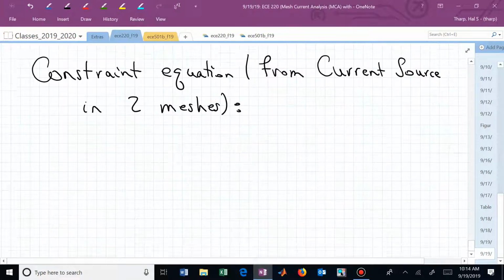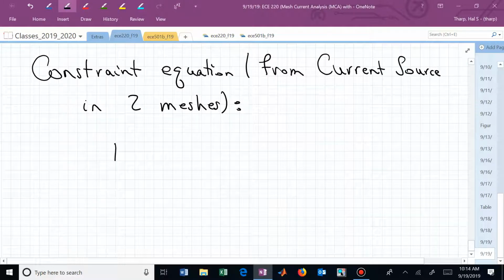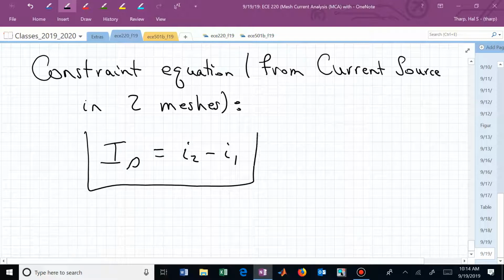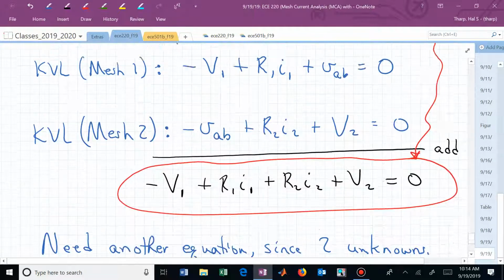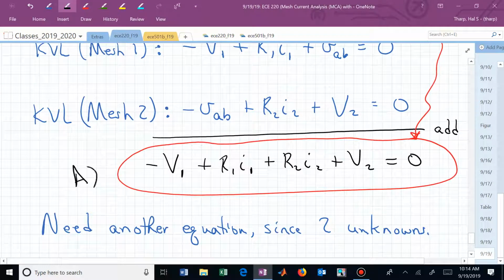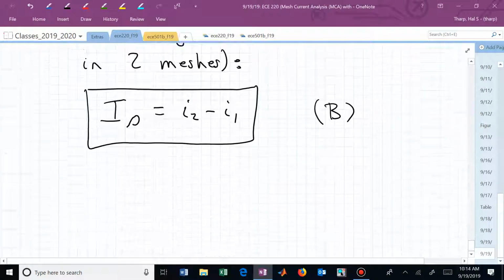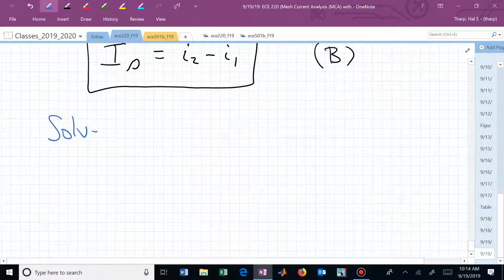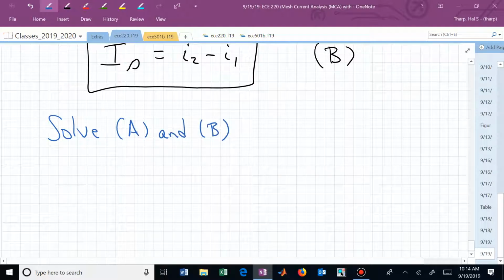I sub s, that's our constraint equation. I sub s is now equal to I sub 2 minus I sub 1. And that's our second equation. So here would be equation B, and here would be equation A. We can now solve those two equations simultaneously to obtain I sub 1 and I sub 2.